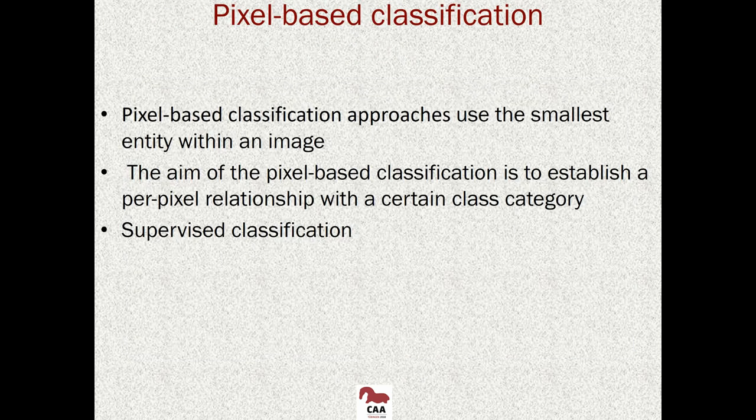The pixel-based classification approach uses the smallest entity within an image, the pixel element, in order to extract the feature information in relation to one or more predefined classes. The aim of the pixel-based classification is to establish a relationship with a certain class category, based on the attribute information of the pixel itself and its spatial neighborhood. The classes have either been predefined by the investigator in a supervised classification approach or identified by the software in an unsupervised approach based on grouping the spectral properties of the respective bands on the entire dataset.